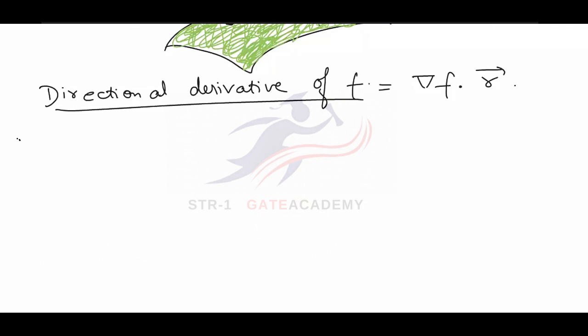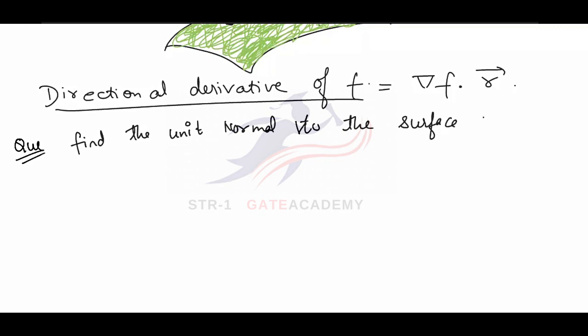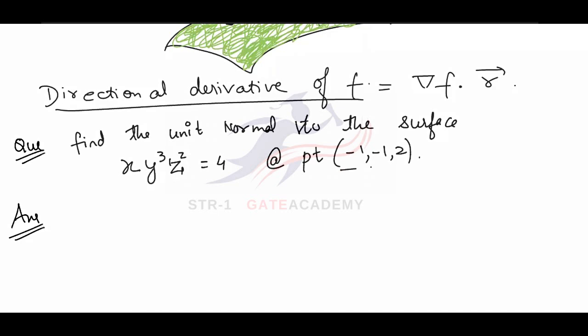Let us say a question is given to you. Find the unit normal to the surface x y cube z square equals 4 at the point (-1, -1, 2). Number one thing is this point should satisfy this surface. Don't say this point is away from the surface, that will become difficult. Now you have to find the unit normal vector.